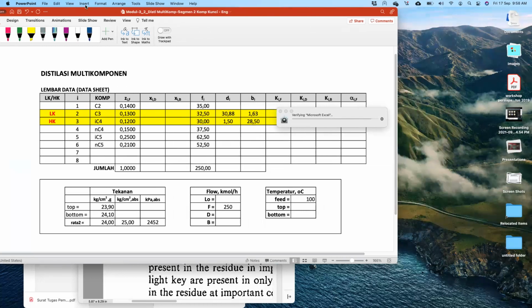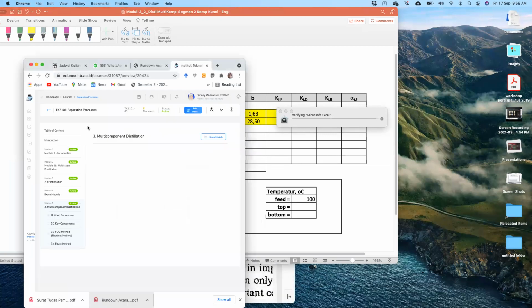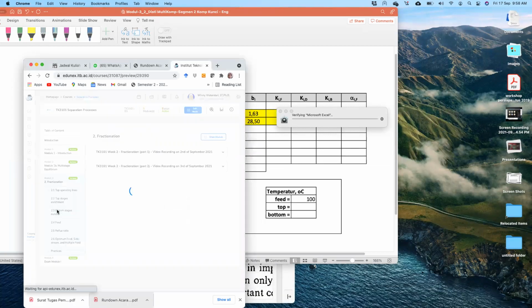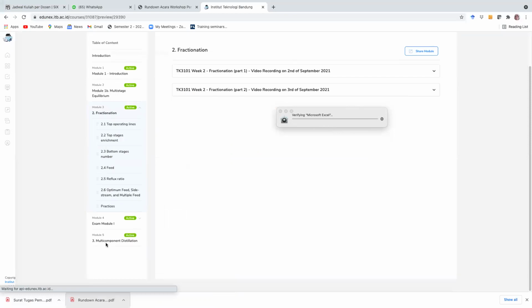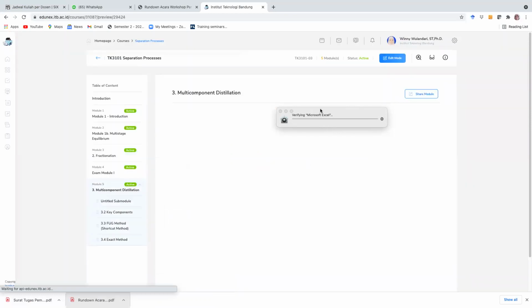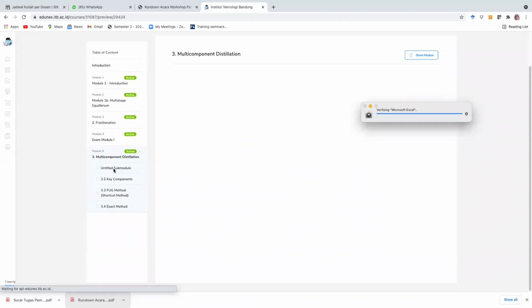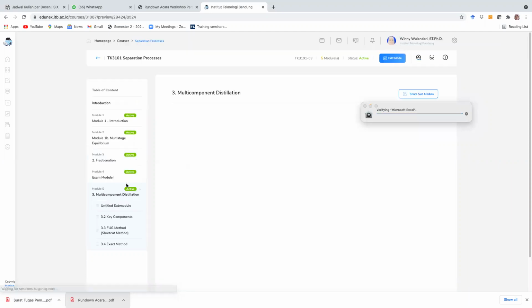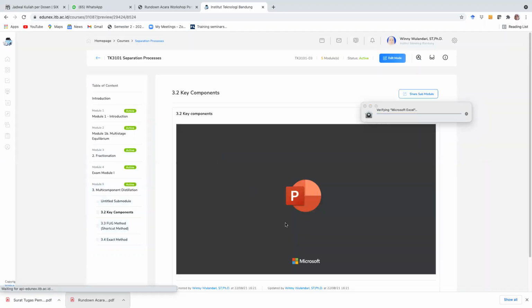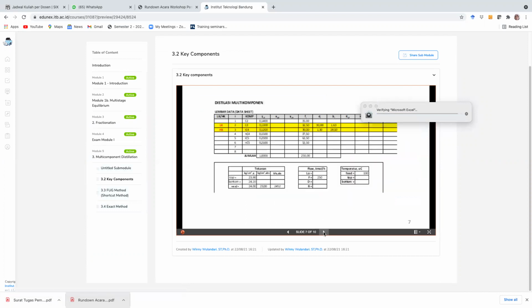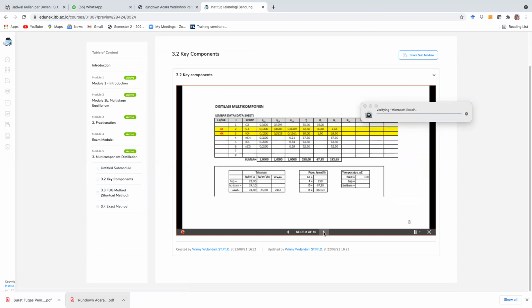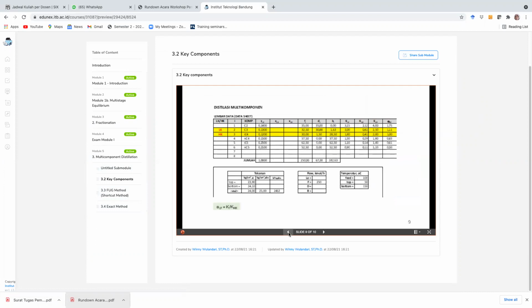Meanwhile, you can check the module on EduNext. It is in the multi-component distillation. Then look at the key components; the key components should be there. I think there should be some assignments about this.